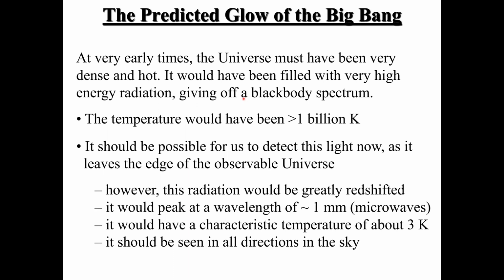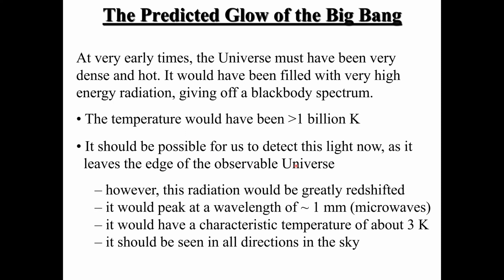Which means when it is very hot, the temperature is greater than 1 billion Kelvin, and they would have been filled with very high energy radiation at that time, giving off a black body spectrum. So this black body spectrum had a temperature greater than 1 billion Kelvin at that time. But it should be possible for us to detect this light now as it leaves the edge of the observable universe.